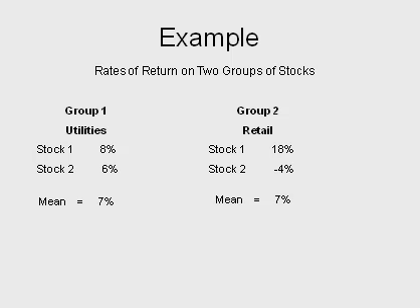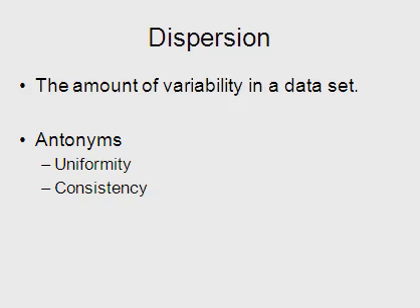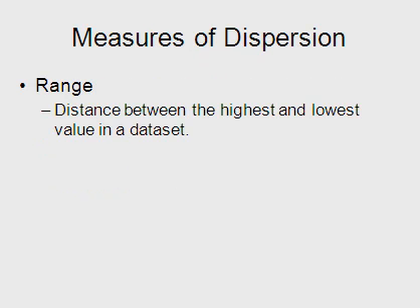And yet we would not say that these two groups of stocks are performing similarly. Therefore, we need to realize that not only do we need a measure of central tendency or an average, but we also need a measure of dispersion. Dispersion is the amount of variability in a data set. An antonym might be uniformity or consistency. The more dispersion there is, the less consistent it is. But we need to be able to describe how much variability.